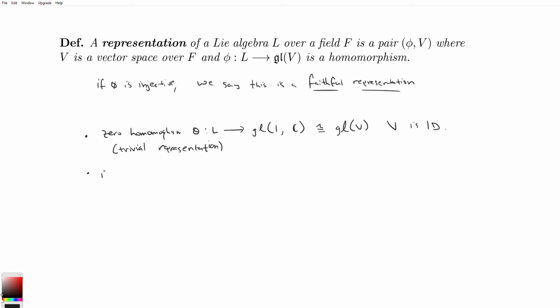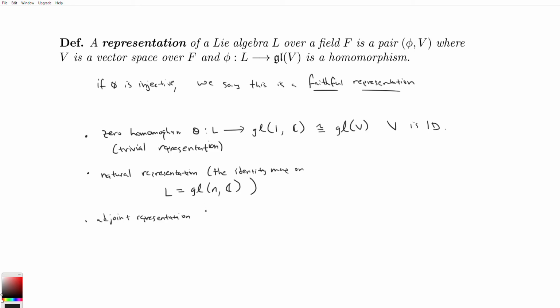The second example is the natural representation. The natural representation is simply one that goes from, well, we already know that if L itself is equal to GL_n(C), or GL of V, then there's a natural representation which just sends everything back to itself, the identity map, right? So I'll say the identity map on L equal to GL_n(C), okay? And then the last one we'll talk about today is the adjoint representation.